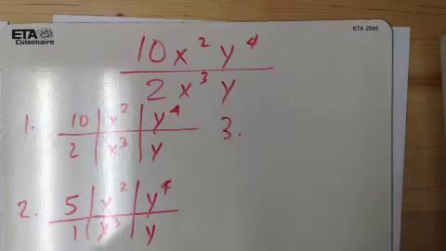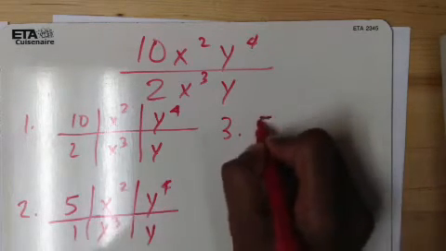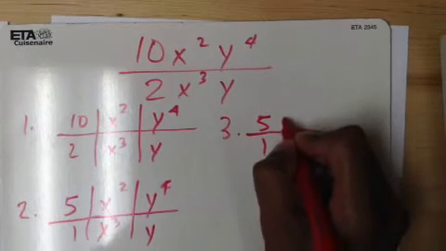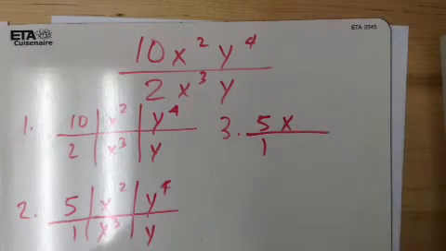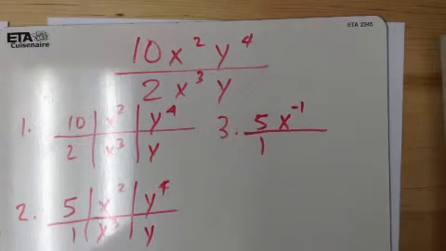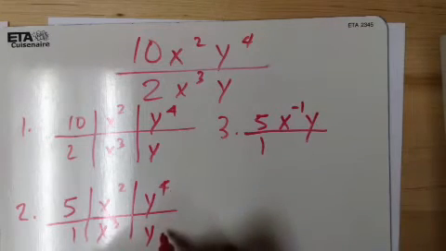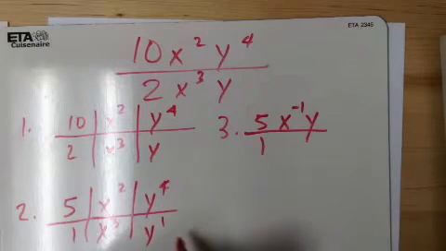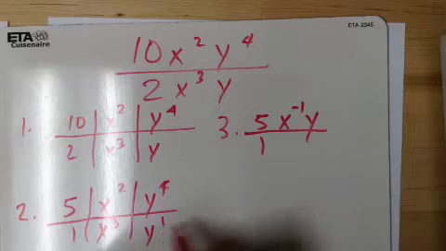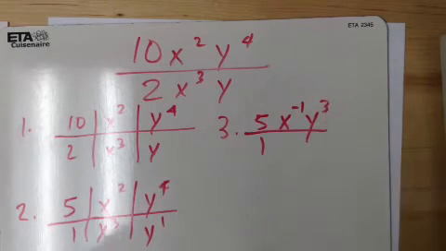Step 3. What I need to do is subtract the exponents. Well, when I subtract 2 and 3, I'm going to get 1. I just have to make it negative. And then I have y. 4 minus 1, don't forget the 1. There's a power of 1 here. 4 minus 1 makes 3.